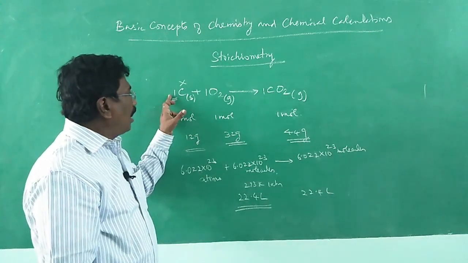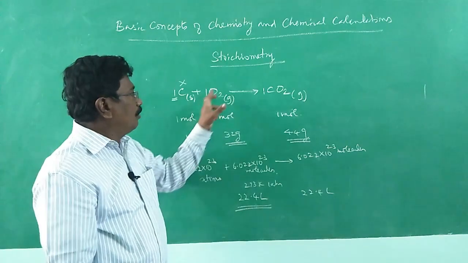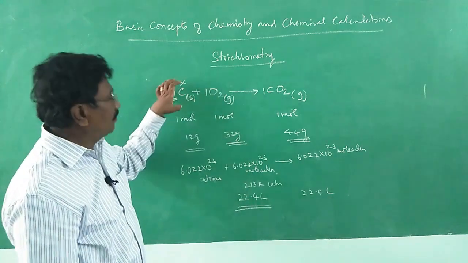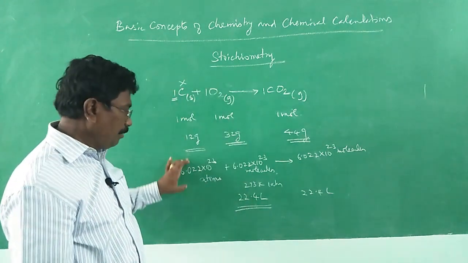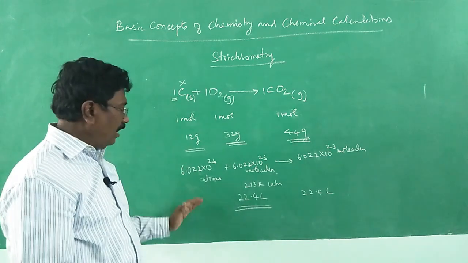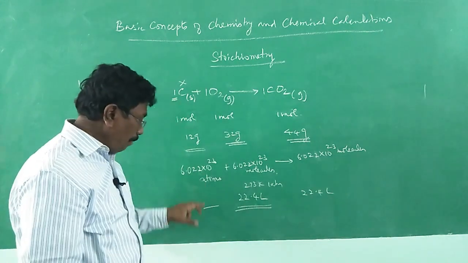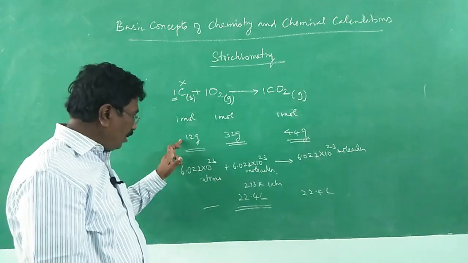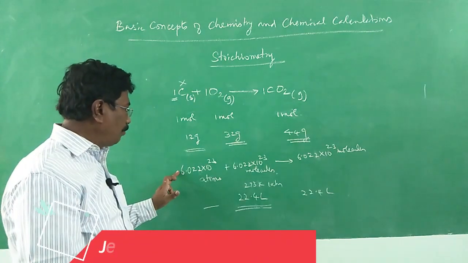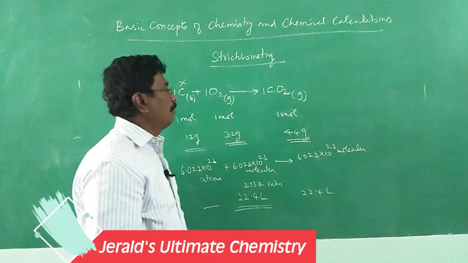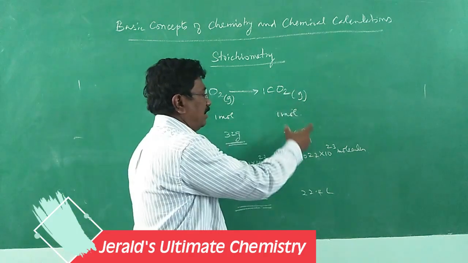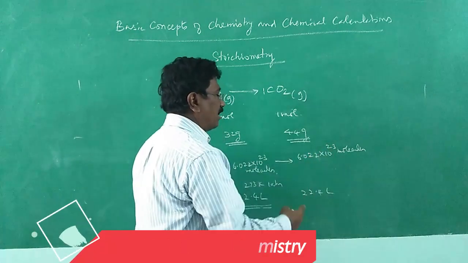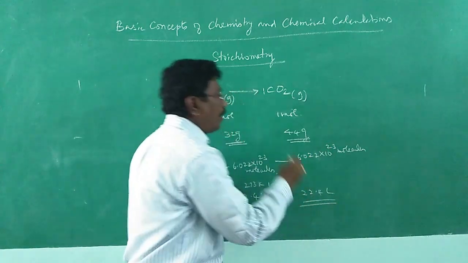When 1 mole of carbon is allowed to react with 1 mole of oxygen to give 1 mole of carbon dioxide, 22.4 liters of oxygen will react with 1 mole, or 12 gram, or 6.022 in 10 power 23 atoms of carbon. Volume we cannot express for carbon, since it happens to be solid. So 22.4 liters of oxygen combines with 1 mole of carbon to give 1 mole of carbon dioxide, or 44 grams of carbon dioxide, or 6.022 in 10 power 23 molecules of carbon dioxide, or 22.4 liters of carbon dioxide.